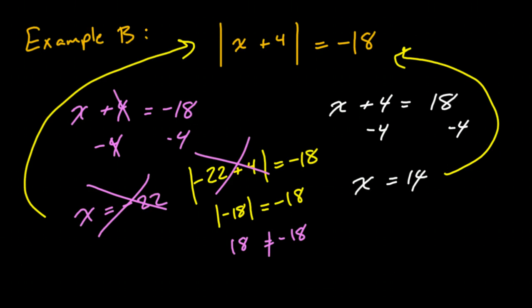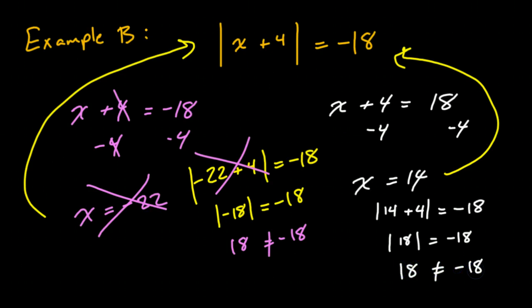Now if I test this other side, plug 14 in, I get the absolute value of 14 plus 4. Does that equal negative 18? The absolute value of 14 plus 4 is 18, but the absolute value of 18 is positive 18. And that again does not equal negative 18. So there's a big problem with this specific problem.